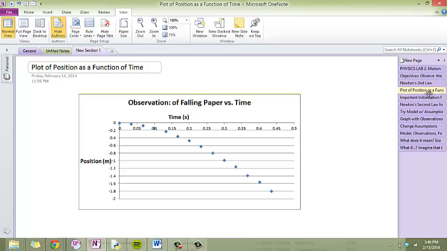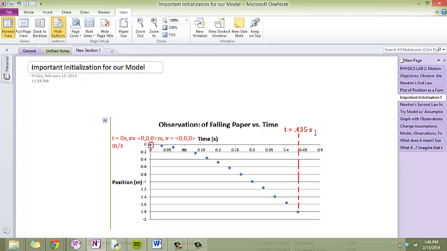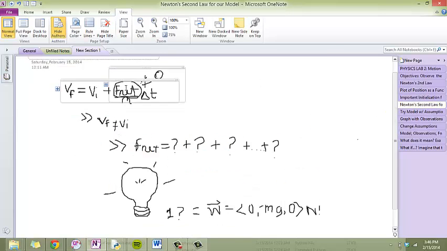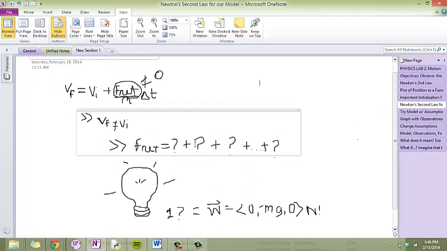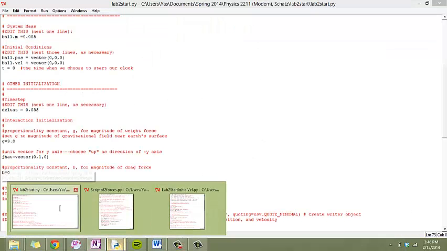It is important to note that the duration of our video is 0.435 seconds. At the beginning of the video, our ball is located at the position 0, 0, 0, and it has a 0 velocity. Now, to apply Newton's second law to predict and describe our motion, we see that there is a change in velocity, which means that there is an F net. But what is F net? We don't know. So at first, we're going to assume that F net is only the weight force, which is negative mg. So now we can start our script using this first assumption.